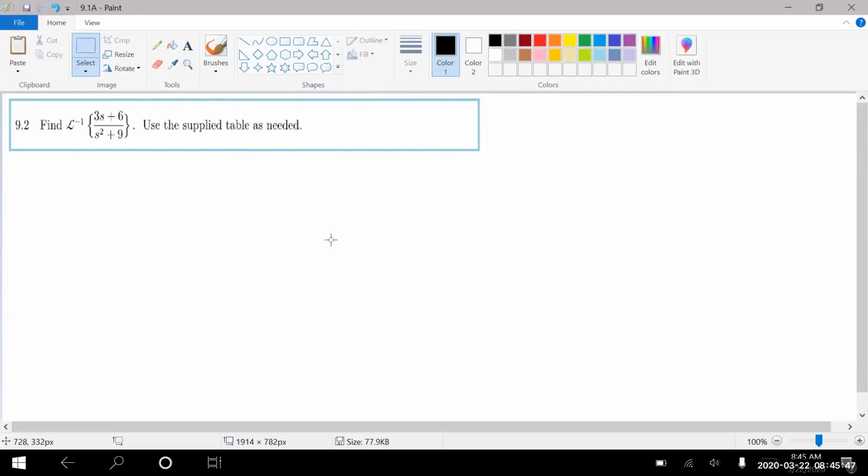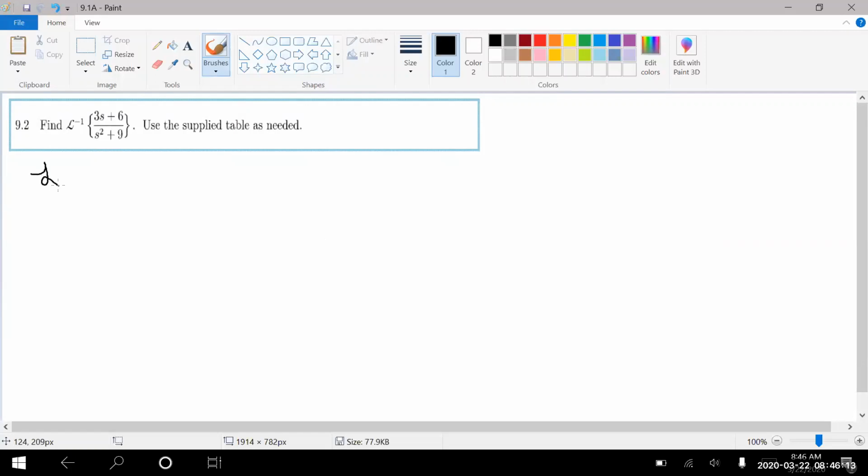So the most important thing to remember with an inverse Laplace transform is that it has to look exactly like it does on the table. So you can't say it's close enough. It needs to look exactly like it does on the table before you can apply that transform. So the first thing I'm going to do is split this up into two fractions.